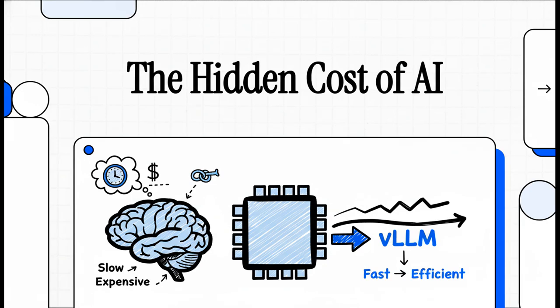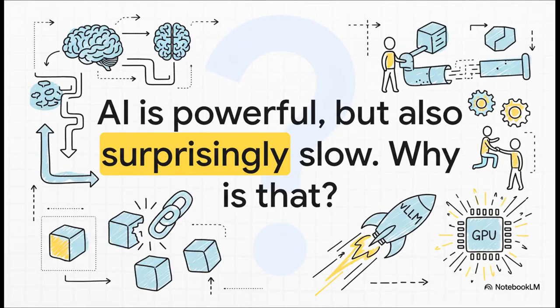Okay, let's just get right into it. We are all using these incredibly powerful AI tools now, right? From chatbots to code assistants, they're everywhere. But behind all that magic, there's this hidden cost, a performance problem that kind of affects all of us. And you've definitely felt it yourself.